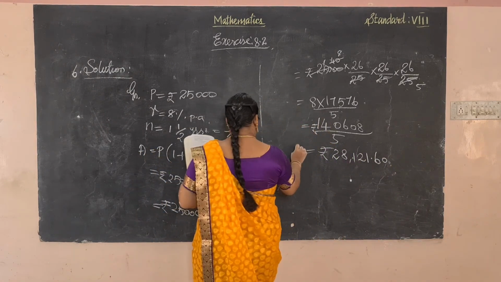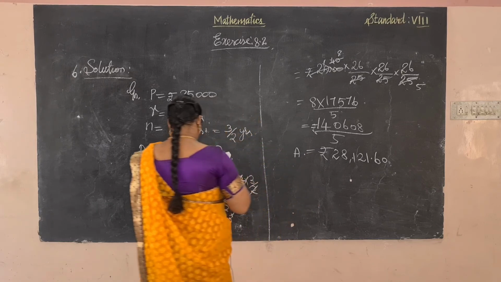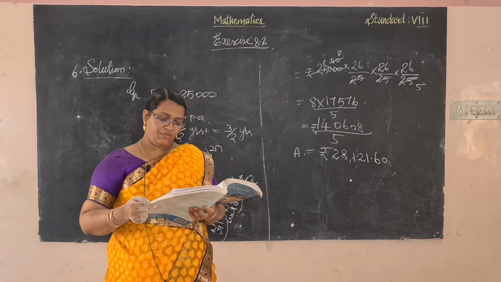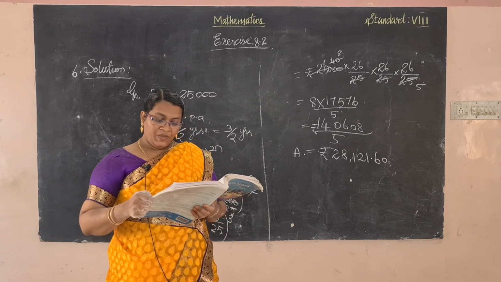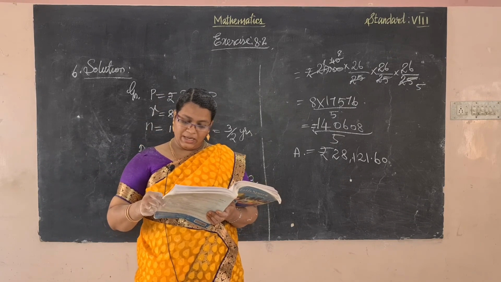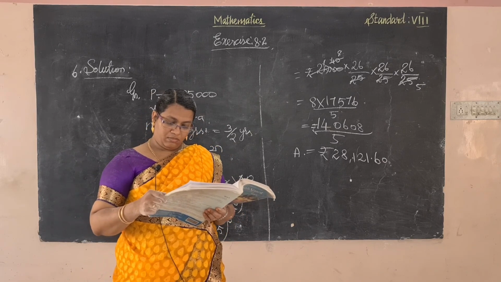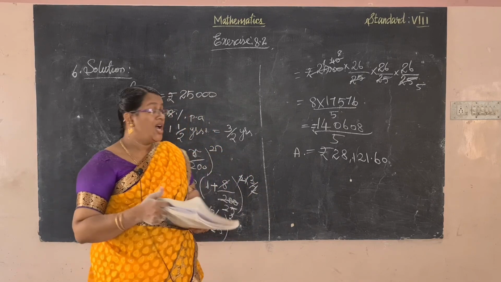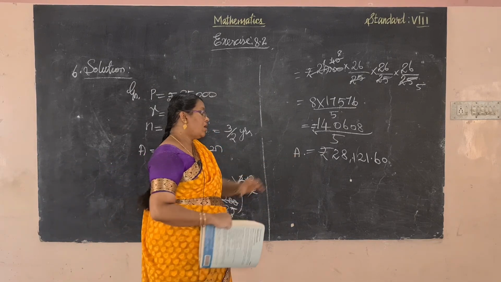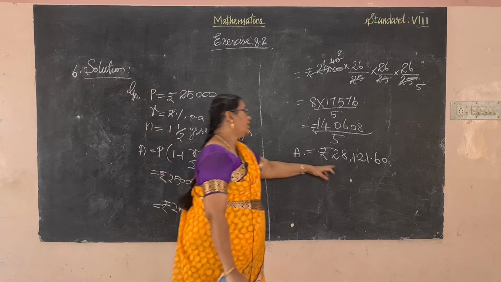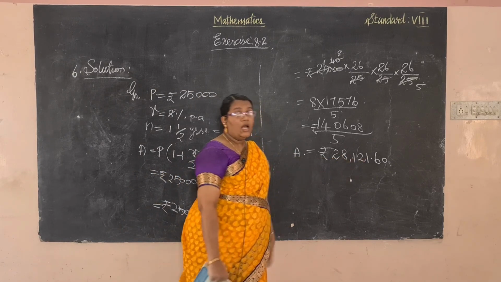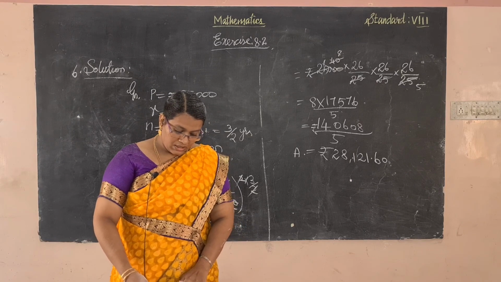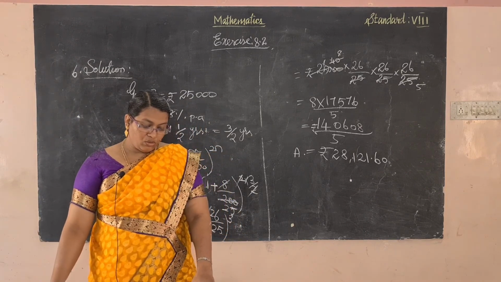This is the amount. How much would a sum of rupees 25,000 amount to in 1.5 years at 8% per annum if the interest is compounded half yearly? Sum means amount. We have calculated the amount. So amount is equal to 28,121.60 paise.